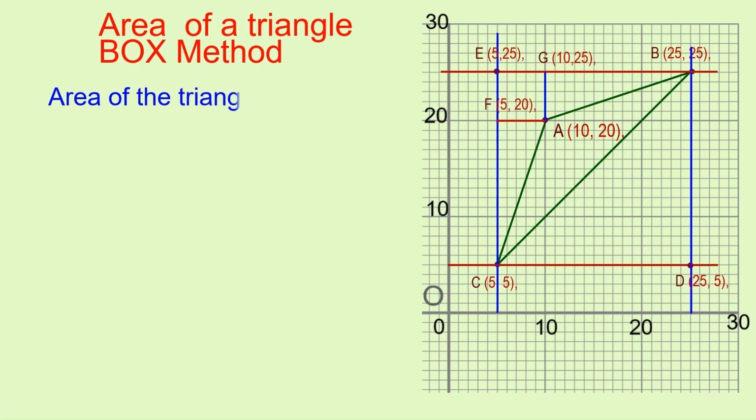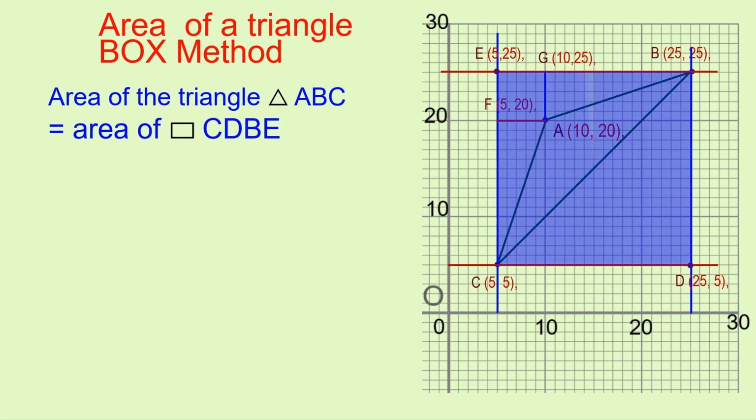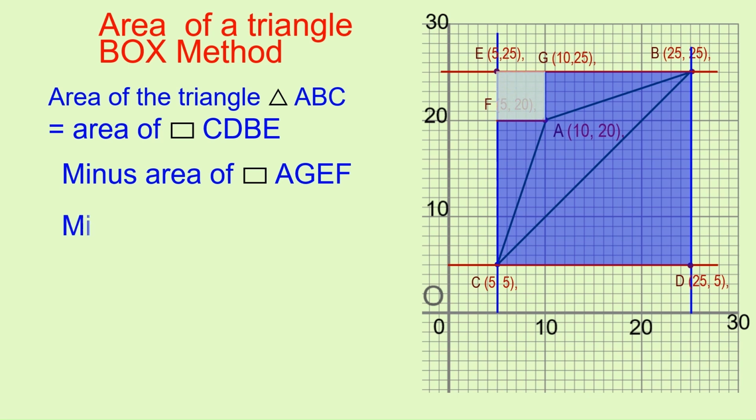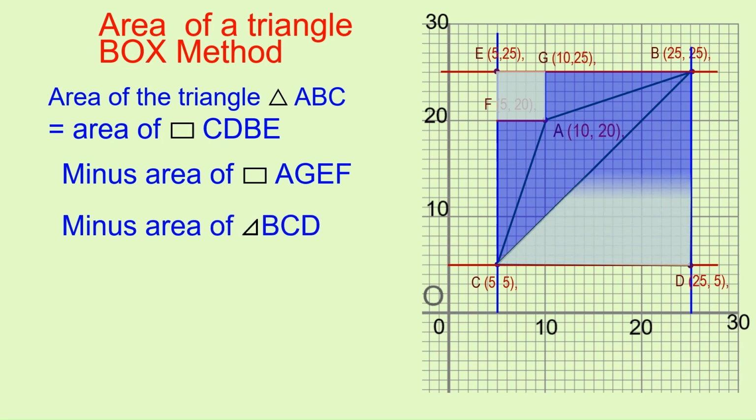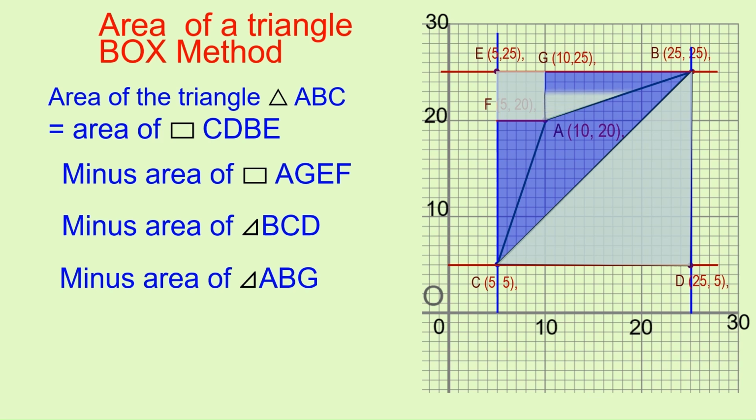Area of the triangle ABC equals area of rectangle CDBE minus area of rectangle AGEF minus area of right-angled triangle BCD minus area of right-angled triangle ABG minus area of right-angled triangle ACF.